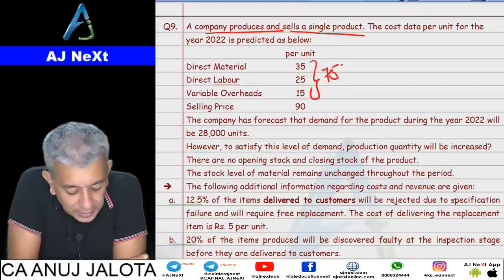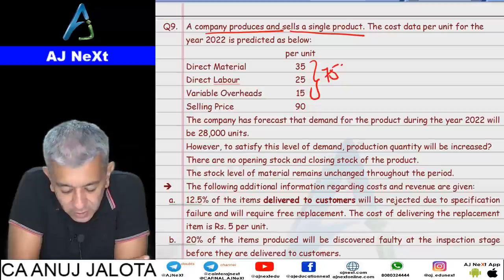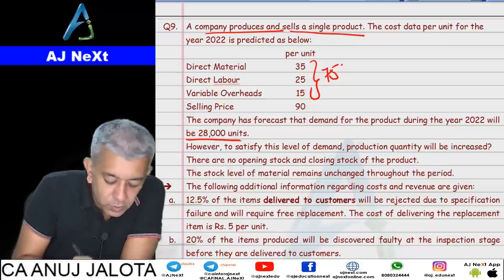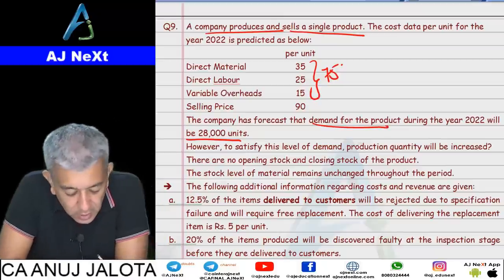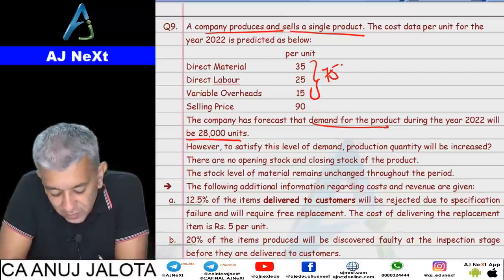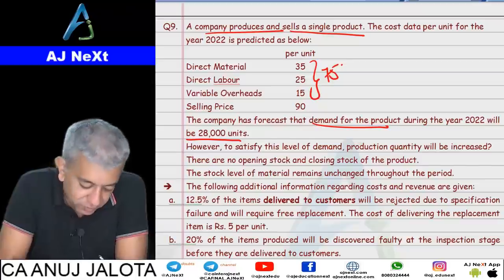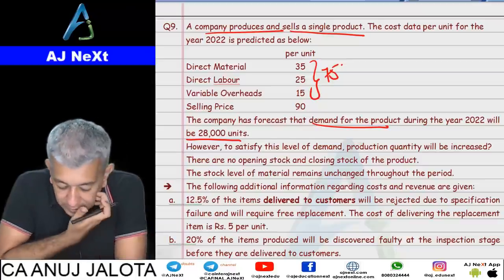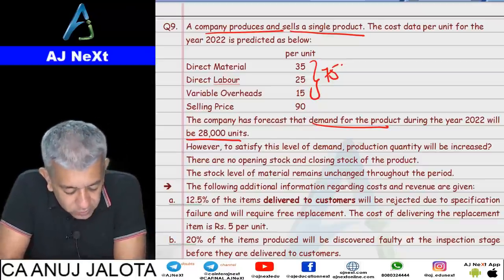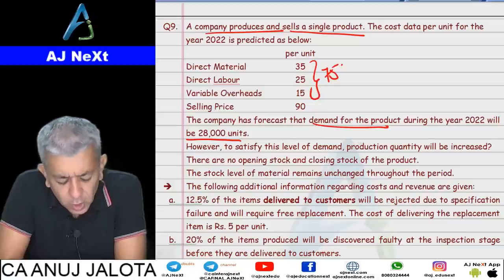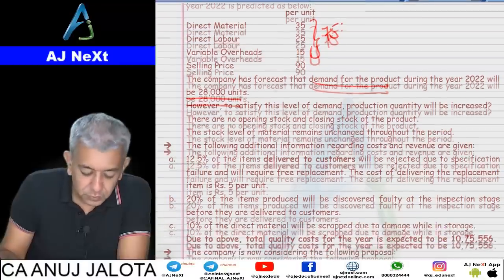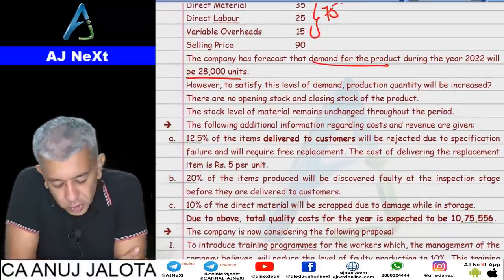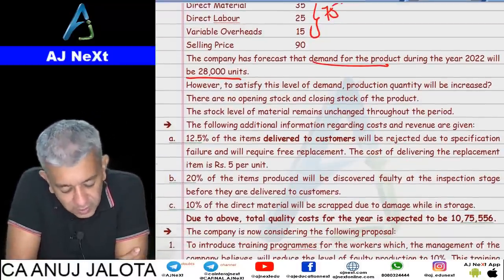Selling price is 90. The company has forecasted the demand for the year 2022 will be 28,000. So this is the final demand of the product. However, to satisfy this level of demand, production quantity will have to be increased. There are no opening or closing stocks of the product. Stock levels of the material remain unchanged throughout the period. Okay. The following information regarding cost and revenues are given below.